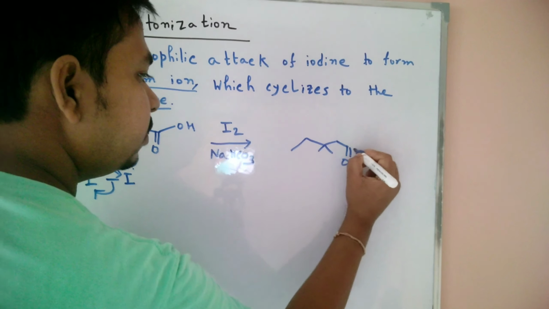But first we discuss the electrophilic attack of iodine to form the iodonium ion, which cyclizes to form the iodolactone. So we give one example now. In the presence of iodine and sodium bicarbonate, the iodonium ion forms. The mechanism is: in the presence of iodine, the lone pair is present here, and the electrophilic center is possible here, and it can cyclize and one iodine leaves. So now we just draw the product. Here two methyl groups are present.